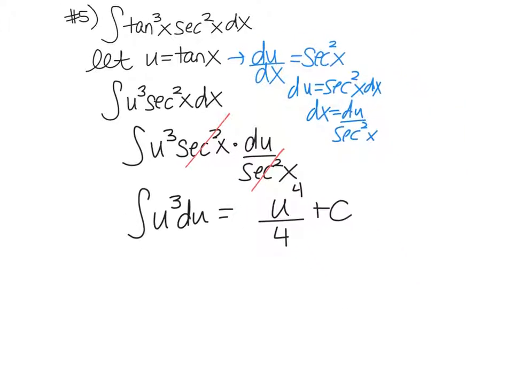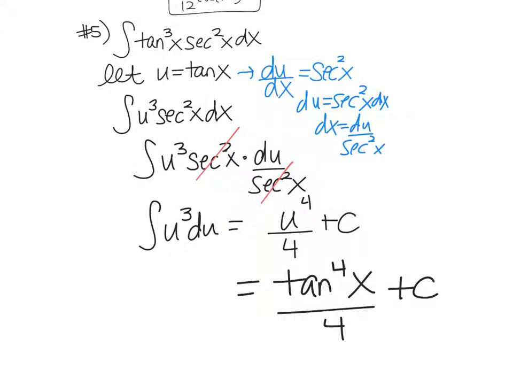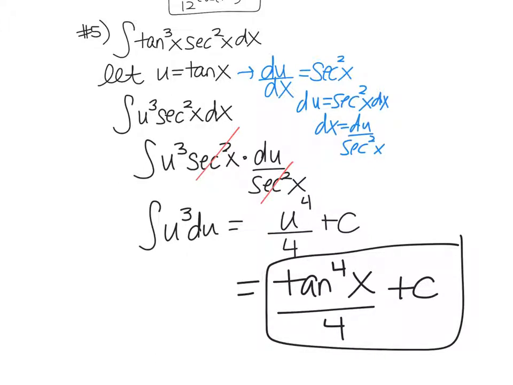All right, finally, last step. Let's get rid of u. Tangent to the 4th x. Please don't write tan x to the 4th unless you put parentheses around tan x. But it's tangent to the 4th x over 4 plus c. And think about it. If we were to take the derivative of this, the 4 would come down and reduce. This would be a minus 1, which would be 3. And then you have to do the derivative of the inside of the function, which is tangent. So that's where you get the secant squared from.